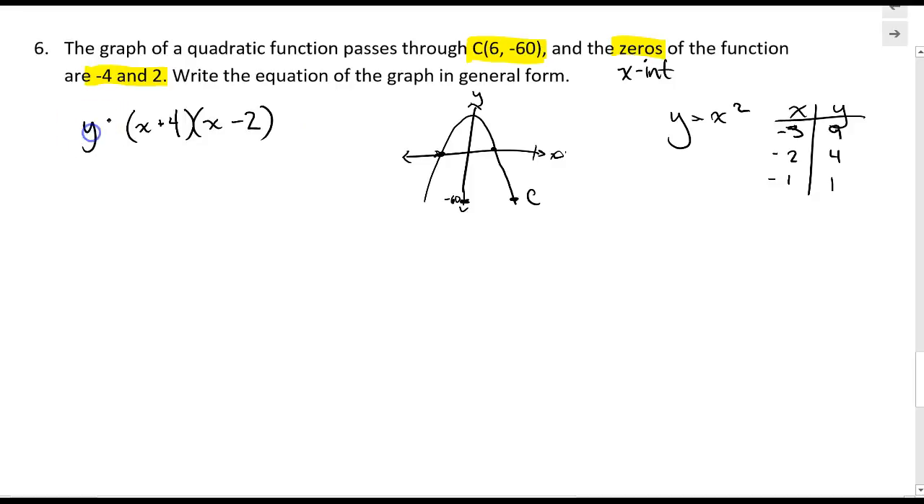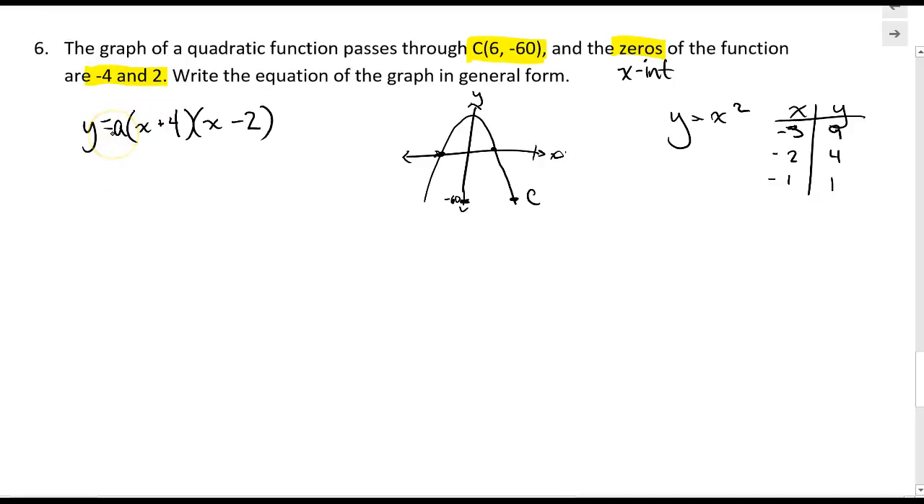So that is not enough. We can't just say y equals this and we're done. We need to account for that point. And how we're going to do that is we're going to multiply. So we're missing that a value. We must have had some value out in front that's stretching our graph so that it changes super quickly to the point where we're getting to negative 60. So let's check and see what it is.